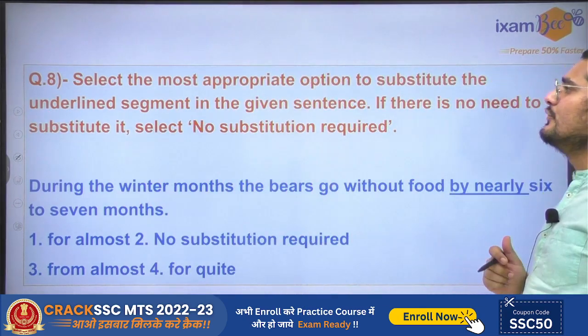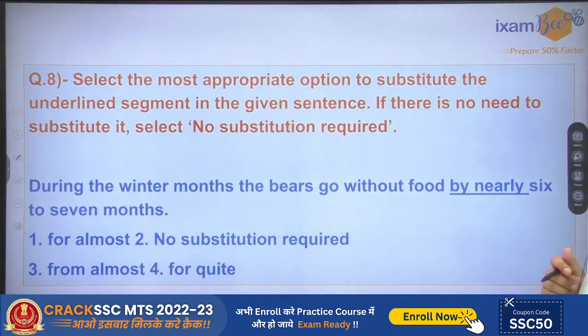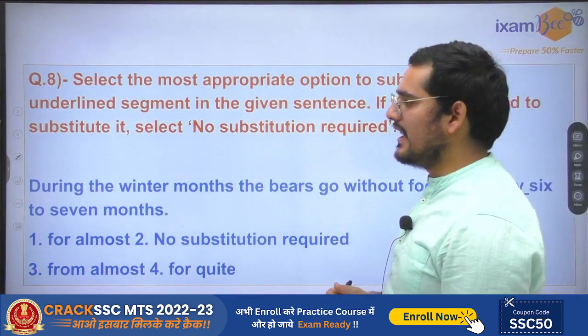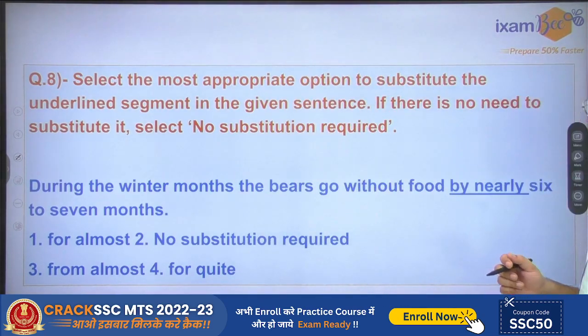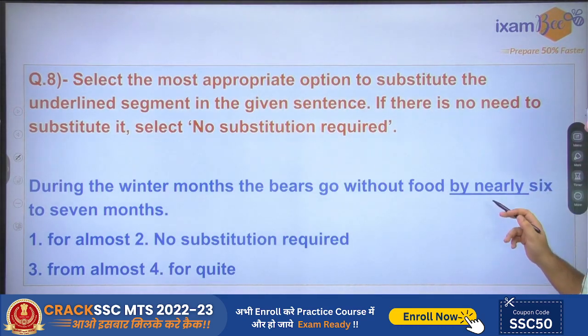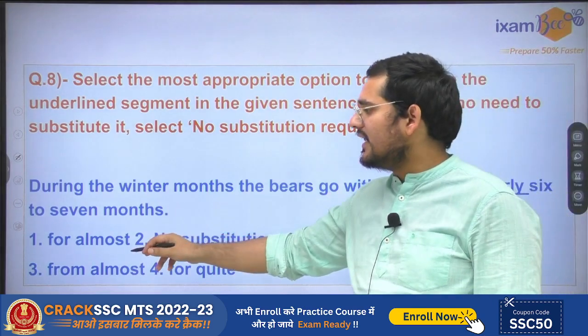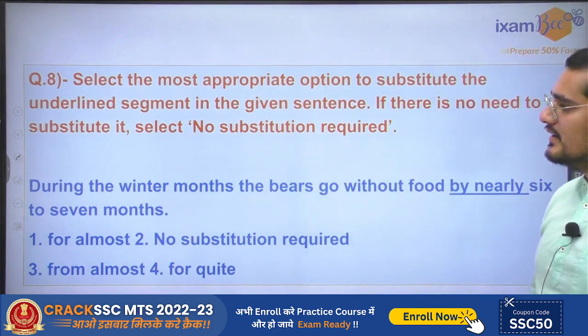Eighth. Select the most appropriate option to substitute the underlined segment in the given sentence. If there's no need to substitute it, select no substitution required. So once again, we have a question which is based on substitution. So we have 2 words. You need to see whether they are okay, or do they need to be substituted by any of these options. So yeah, let's read.